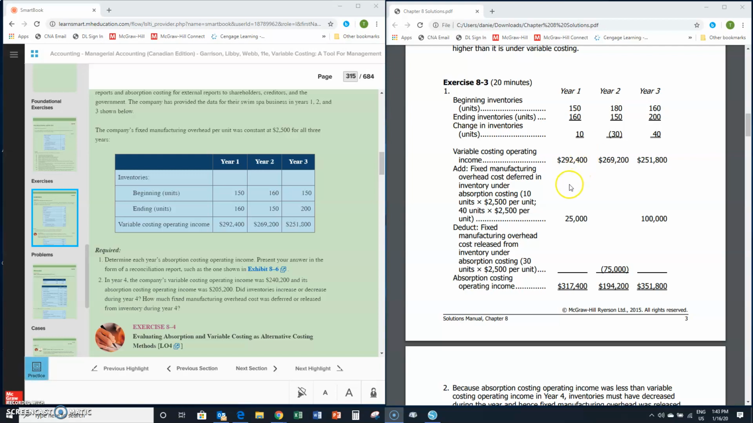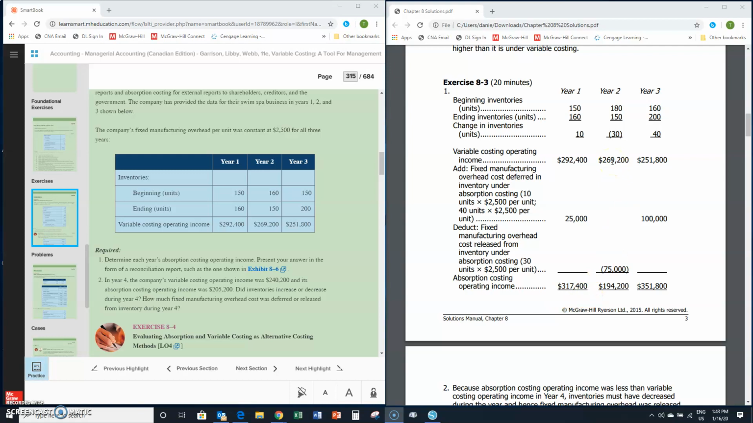So that means we add it. We add fixed manufacturing overhead costs deferred in inventory. There's 10 units, and we're given the per unit cost in the question of $2,500 per unit, so that's $25,000. We add that to the variable costing income to get absorption costing income of $317,400.